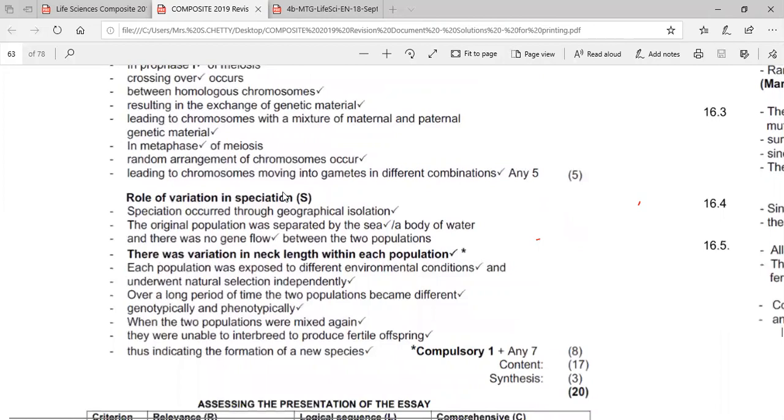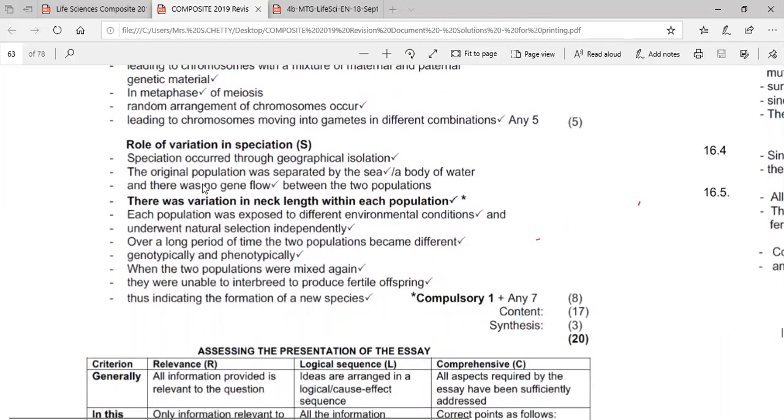Role of variation in the Galapagos tortoises. Speciation occurred through geographical isolation. The original population was separated by a sea or a body of water. There was no gene flow, but there was variation in the neck length within each population. Each population was exposed to different environmental conditions and underwent natural selection independently. Over a long period of time, the two populations became different genotypically and phenotypically. When the two populations were mixed again, they were unable to interbreed. Notice, my darlings, this was just speciation.